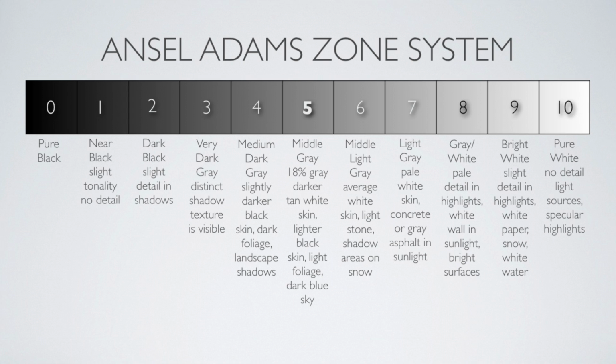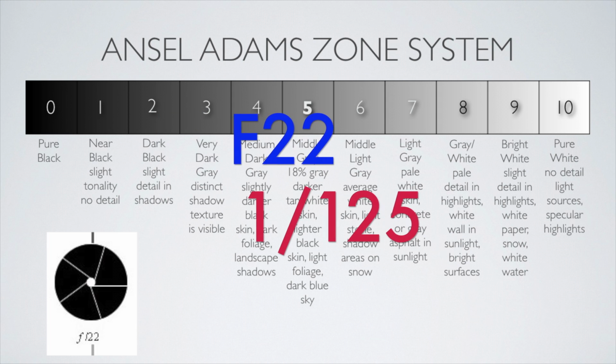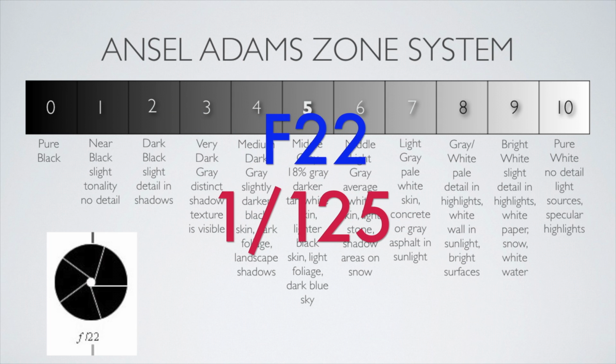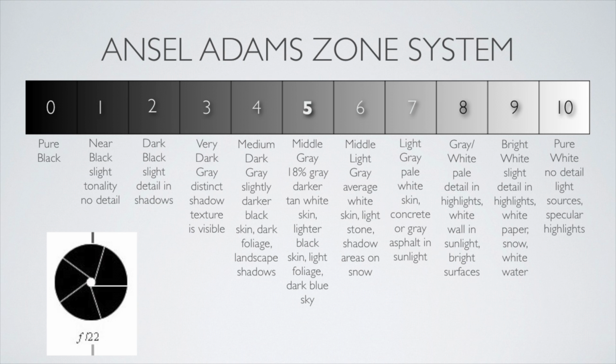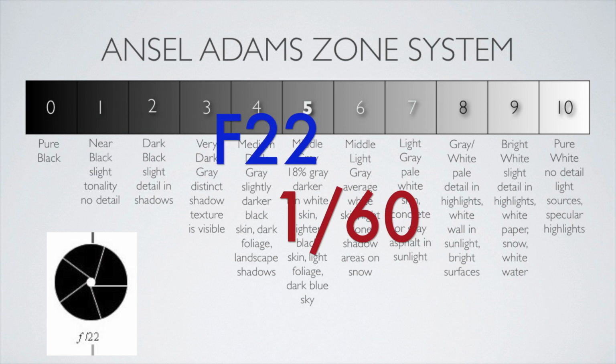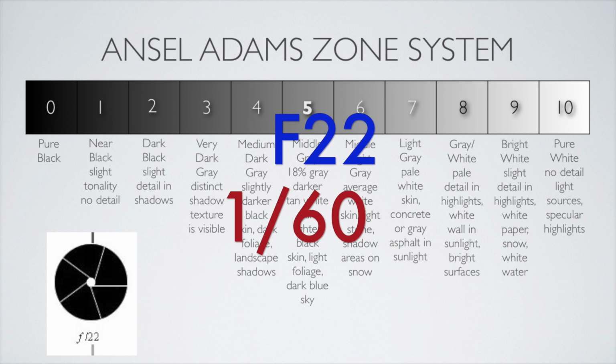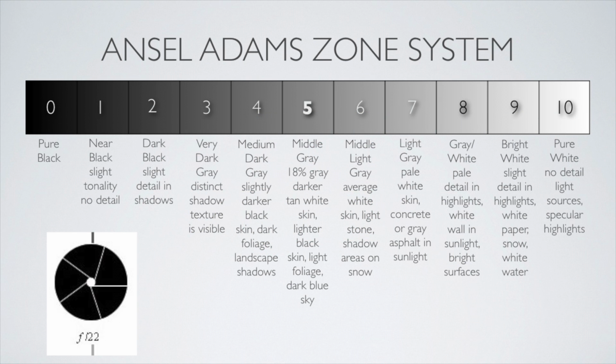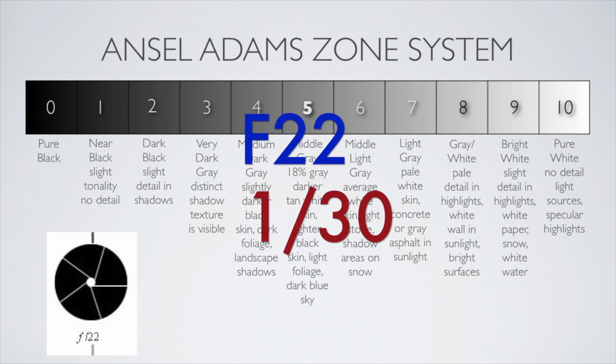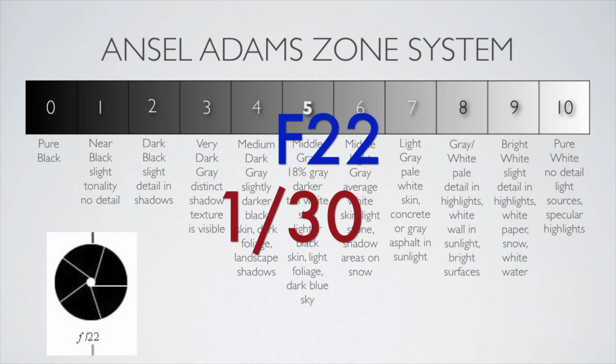In addition, Adams stated equivalent exposure values for these zones. They were stated in terms of f-stops and shutter speed. Zone 0 was equal to an f-stop of f22 at a shutter speed of 1/125. Zone 1 was an f-stop of 22 at a shutter speed of 1/60. Zone 2 was f22 at a shutter speed of 1/30.